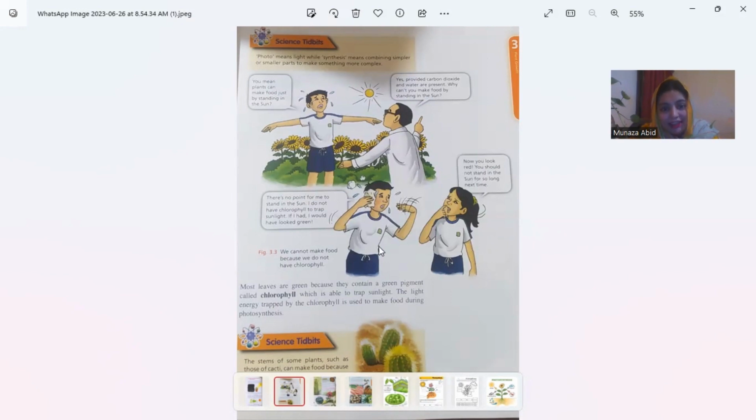Because he does not have chlorophyll. We do not have chlorophyll. That's why we cannot do photosynthesis. And plants can do photosynthesis because they have chlorophyll and they have stomata to absorb carbon dioxide. They have roots to absorb water and do photosynthesis. It's not always that the leaves are doing photosynthesis. Sometimes the stem also does photosynthesis.